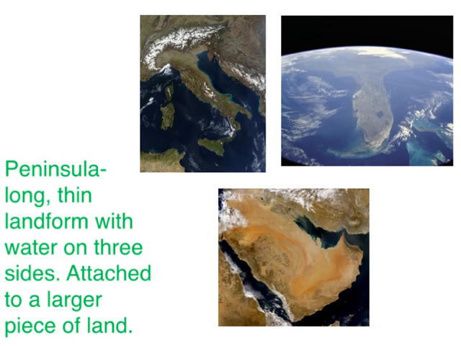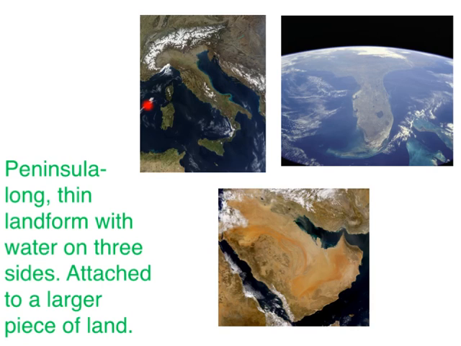The next landform that we're going to talk about is called a peninsula. And a peninsula is a long, thin landform with water on three sides, and then it's attached on its fourth side to a larger piece of land. So I have three examples here, and these are all pictures from space, and that makes it easy for us to see what's going on in each instance.